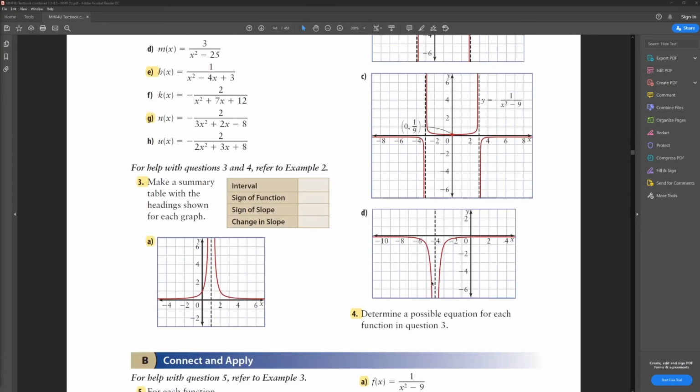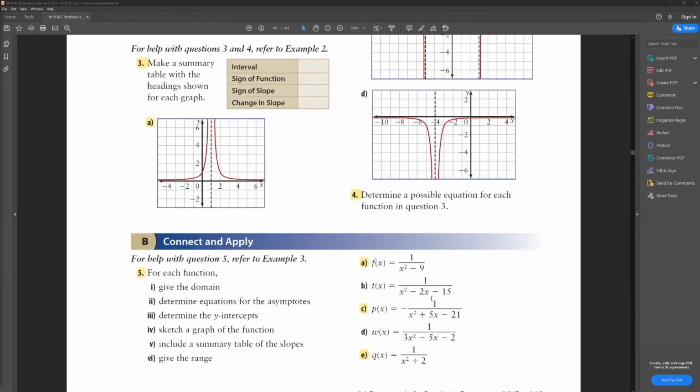So now for question 4. Determine a possible equation for each function in question 3. Since I assigned A and B, I'd expect you to do A and B as well. So a possible equation for function 3a would be that we have a vertical asymptote at x equals 1. So our denominator has to be a single value of order 2. So our denominator would be (x minus 1) to the power of 2.